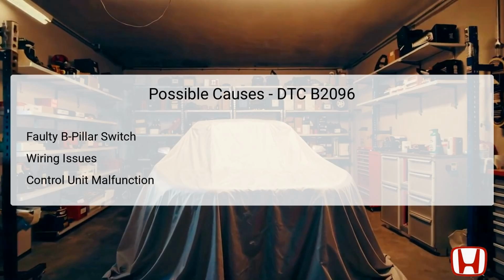Additionally, the power sliding door control unit itself could be malfunctioning, leading to erroneous interpretations of the signals from the switch. The combination of these potential factors emphasizes the importance of a careful electrical inspection. Each cause must be systematically examined to effectively pinpoint the issue.